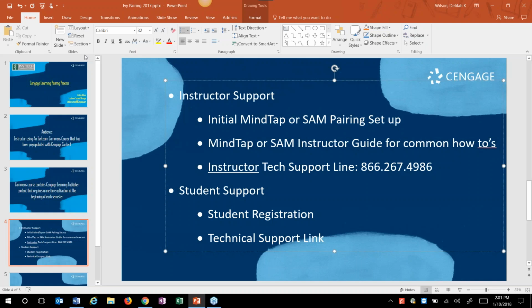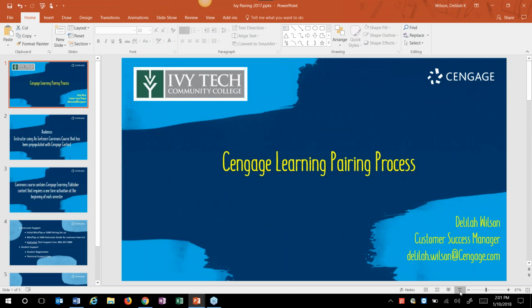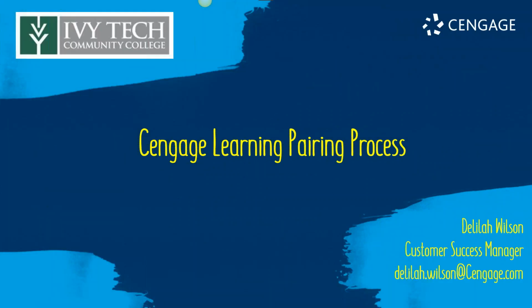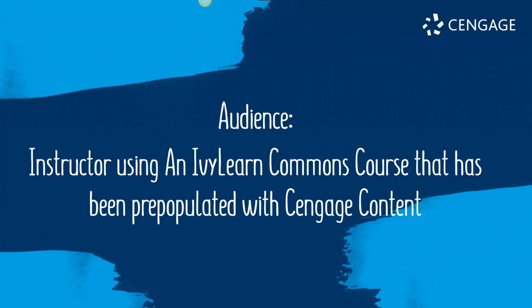Okay, so hi everybody. Again, my name is Delilah Wilson. I am with Cengage Learning, and today we're going to be talking about how you set up your Cengage Materials. Many of you have heard us refer to that process as the pairing process. The audience for today's training are instructors using an IvyLearn Commons course that has been pre-populated with Cengage content. So if you've imported a course from the Commons and it has Cengage content in there, we're going to be making sure you activate that Cengage content so that your students are able to successfully get into that content.